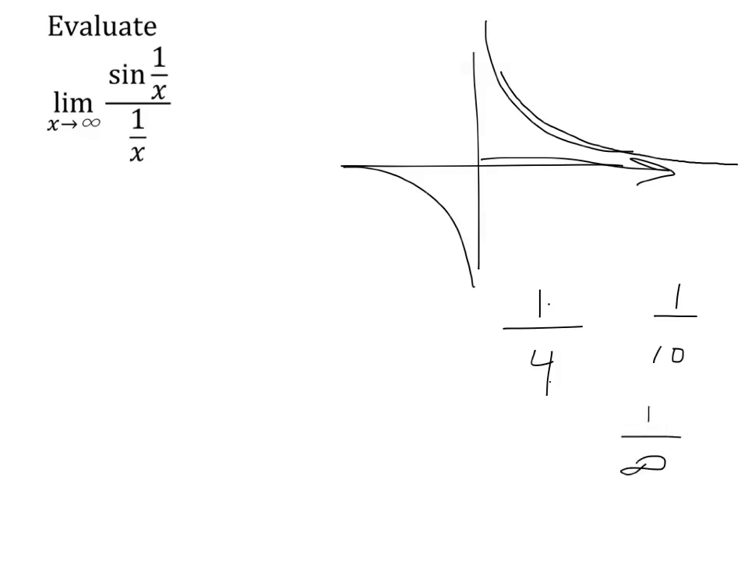What does 1 over infinity mean? We're not even allowed to do that. But 1 over infinity means take one thing, one pizza, and cut it into infinitely many pieces. It means that each piece is basically 0. So because of that, this is one of our special limits, and this limit is 1.